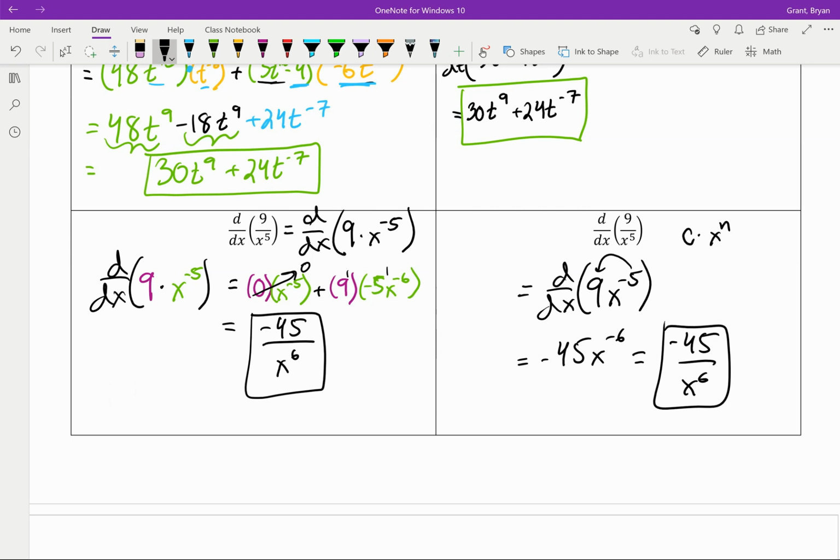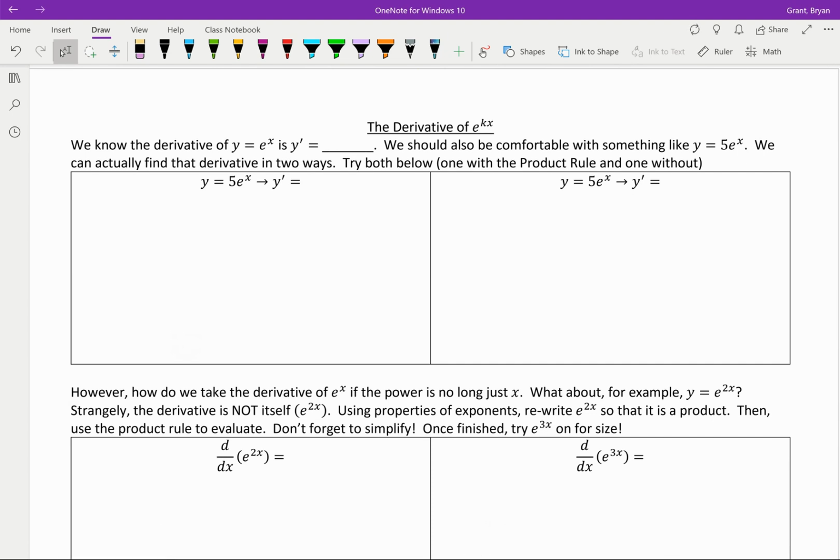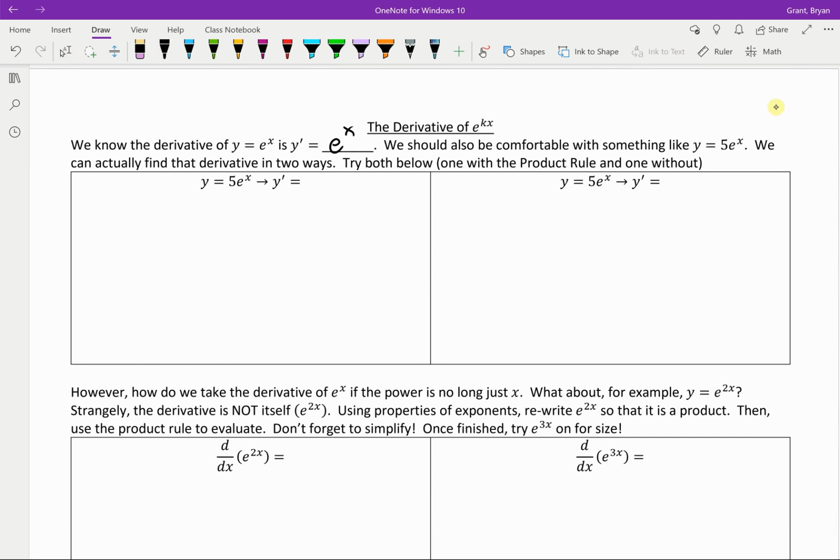Definitely. Now that we've gotten some practice with the product rule, we're going to expand our knowledge of e to the x. And this is actually a pretty easy one. So we know the derivative of y equals e to the x is y prime equals e to the x. This is that really cool function where the derivative is itself. We also do need to be comfortable with something like a constant times e to the x, and we can actually find that derivative in two ways.